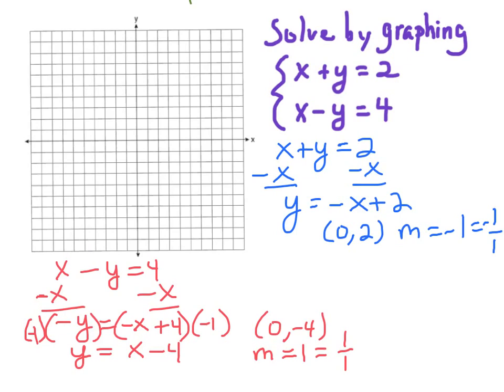So let me graph this equation over here first. So let's go to the point (0, 2). It's right there. And I'm going to go down 1, right 1, as many times as I want to. So that's there, there, there, there. Draw my line.